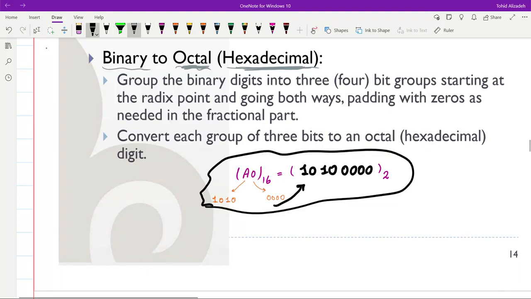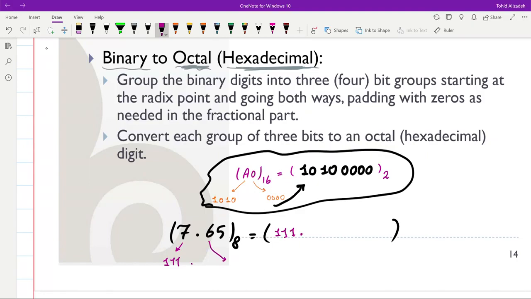As for the octal number, let's say we have 7.65 in octal and we want to find its equivalent in binary. So each digit in octal will be represented by 3 digits in binary. For 7 we will have 1 1 1. So therefore we'll have 1 1 1 dot. For 6 we will have 1 1 0, and for 5 we will have 1 0 1. So 111.110101 will give us the equivalent number in the binary or base 2.